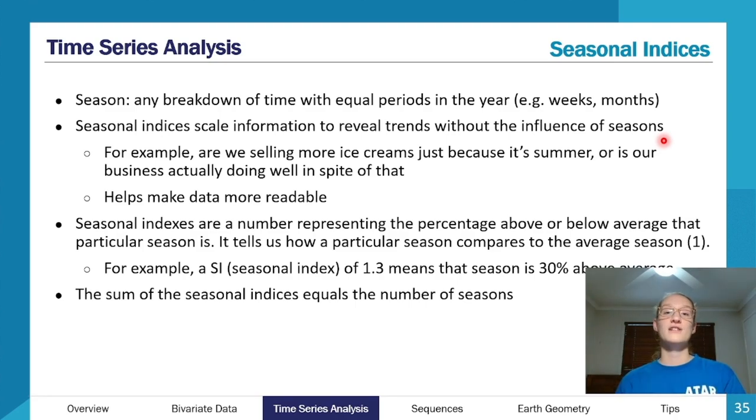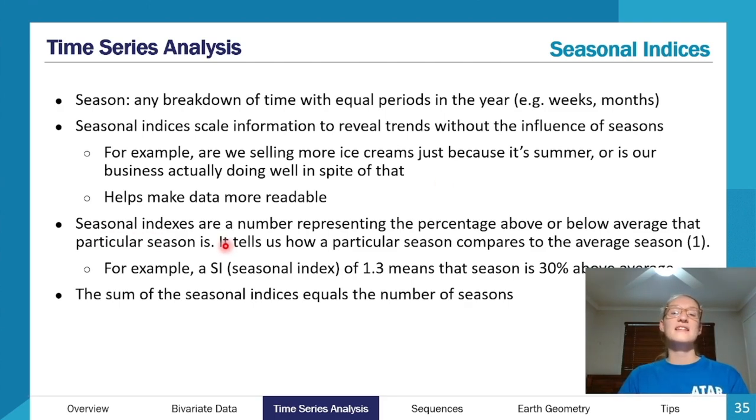So if I wanted to know, is my business doing well because it's summer, or is my business doing well if we removed the impact of temperature from our data? That is where deseasonalizing would come in. It's just removing the impact of seasonality. So, like I said, we can see, is our business doing well because it's summer, or is our business doing well in spite of the fact that it's summer? So again, removing that impact of seasonality, and again, it makes our data more readable.